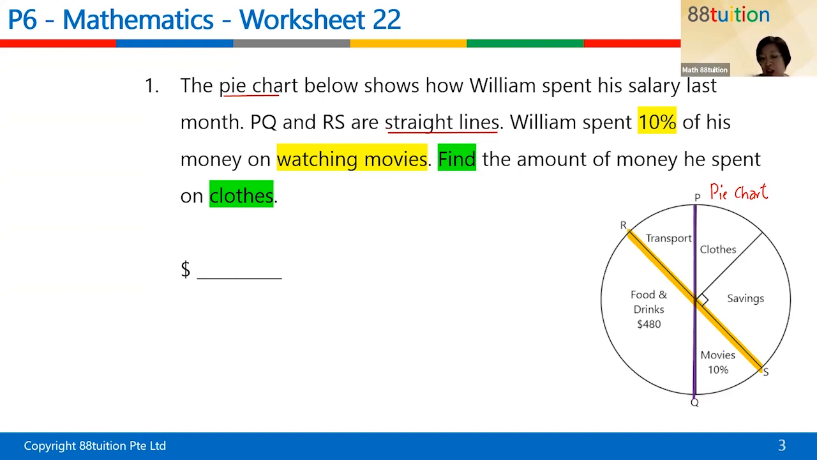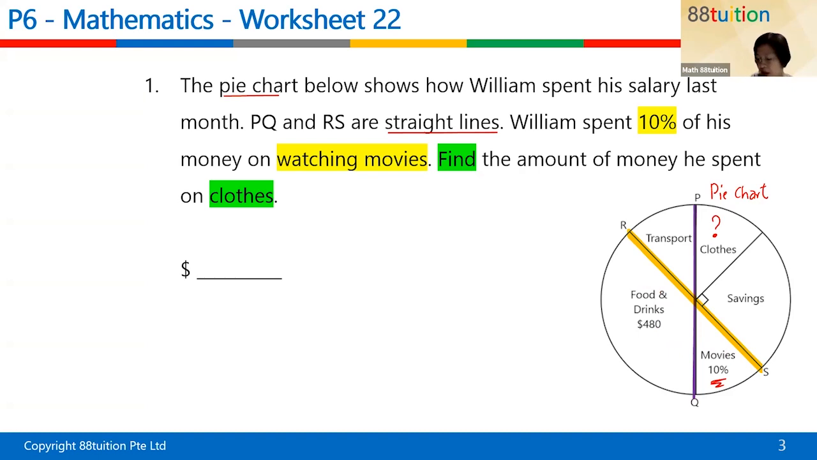Half circle means it can come in the fraction of being partial. Here is half. Okay, here is half. When you add them together, it is 50% or 180 degrees. It can come in different measurements. William spent 10% of the money watching movies, which is here, watching movie 10%. Find the amount of money he spent on the clothes. So this is what the question is asking about.